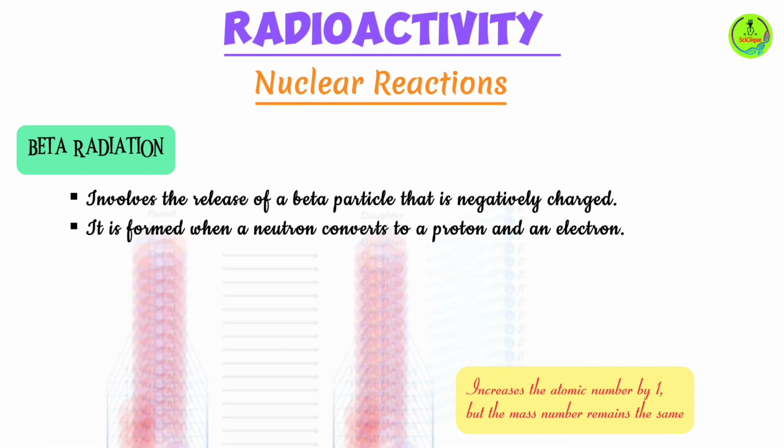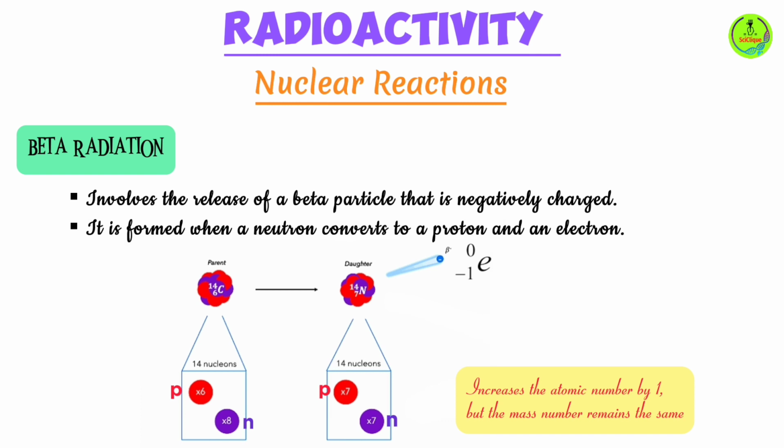Okay, let me give an example to put this into context. Let's say we have carbon 14 over there. So this has 6 protons, and as you can clearly see from this example, 8 neutrons. So the mass number is 14, 8 plus 6. Now when it undergoes beta radiation, it leads to the formation of nitrogen 14. So since this is beta radiation, you're going to have an increase in the number of protons. Why? Because the neutron changes to a proton. So you're going to have an increase in the number of protons by 1. So it increases from 6 to 7.